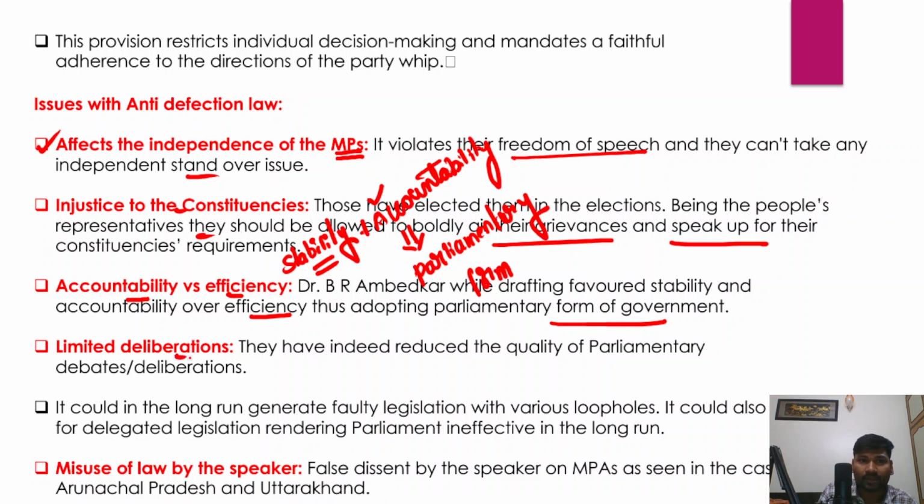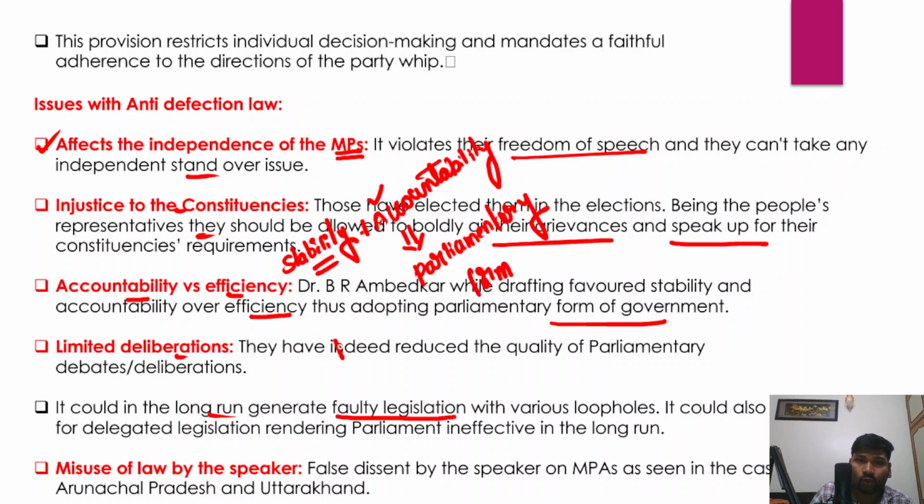Apart from that, the anti-defection law would also limit the deliberations, debates and diverse viewpoints of the members in the legislature, and that is very, very important here. In fact, there is a lot of criticism that since this anti-defection law has been brought in, the quality of deliberations, discussions and constructive criticism has been substantially reduced in the legislature. So this is another major problem. And in fact, the anti-defection law in the long run could generate faulty legislation as well.